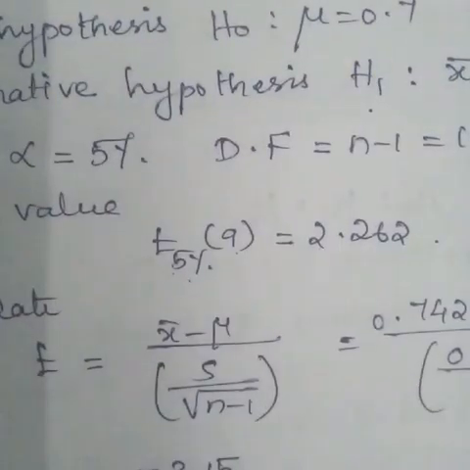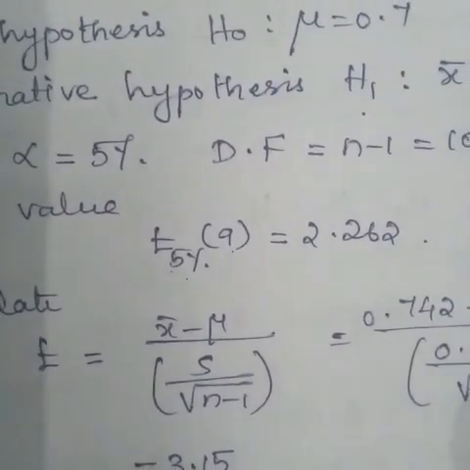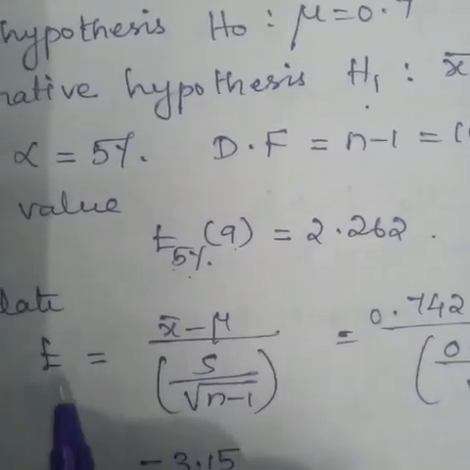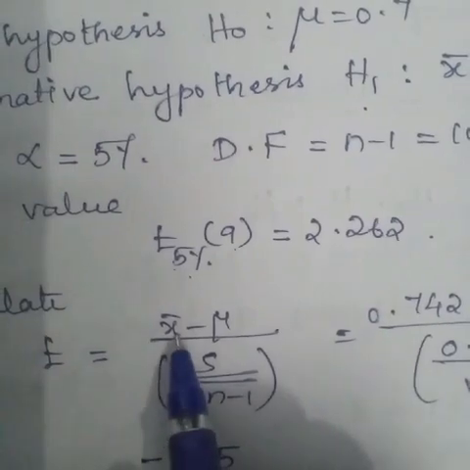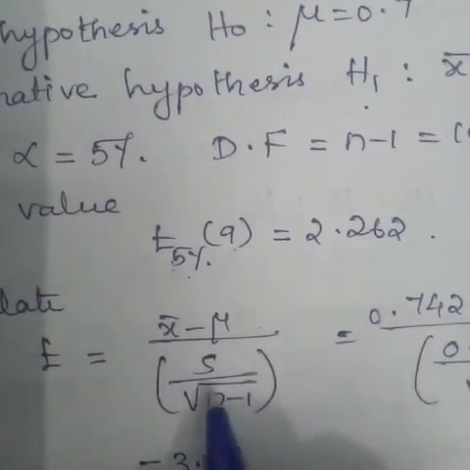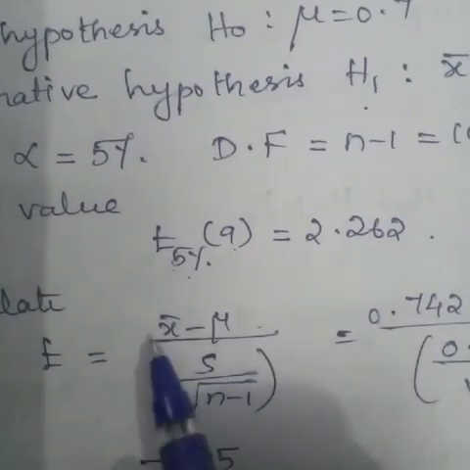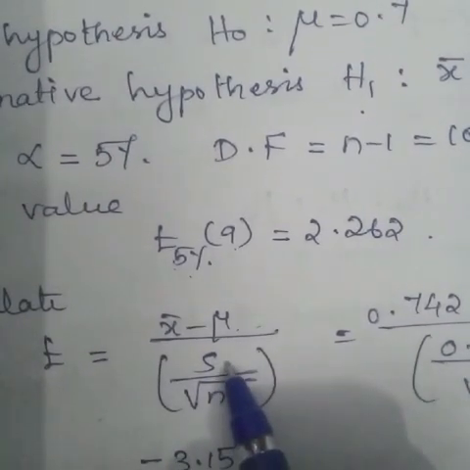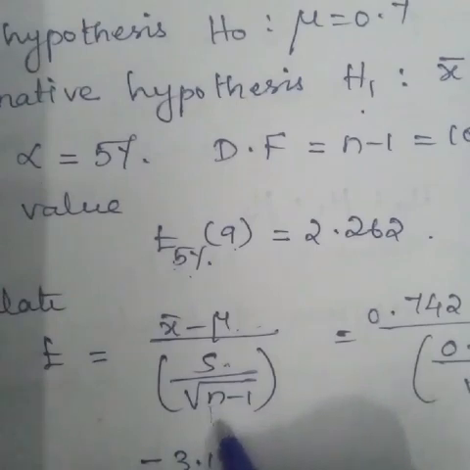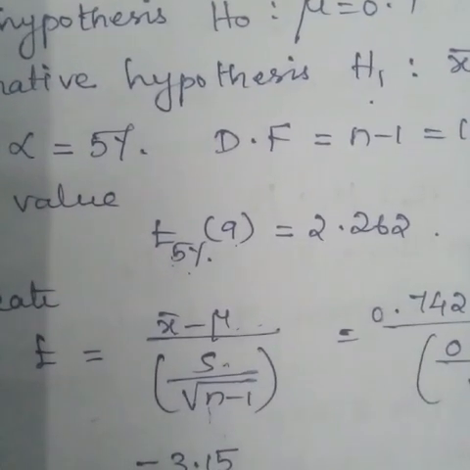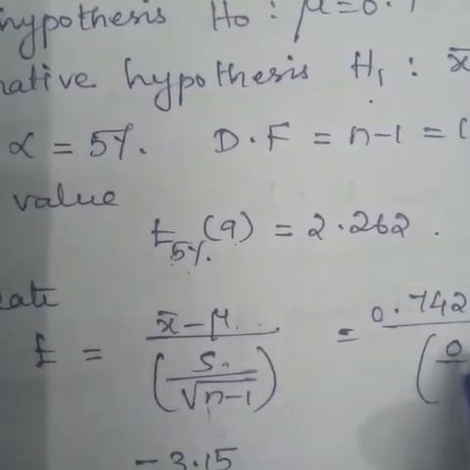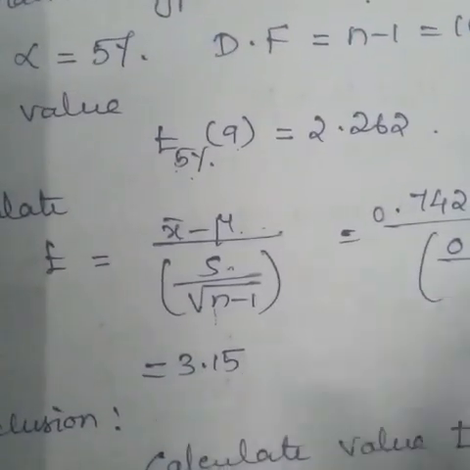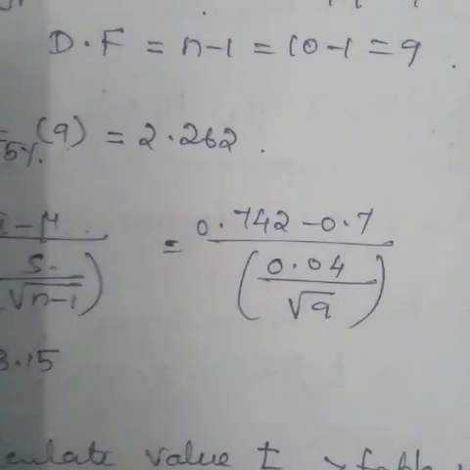The next part is the calculation, that means the test statistic t. The formula is t equals x bar minus mu, the whole divided by s by root n minus 1. The x bar value is given, the mu value we know, and s means standard deviation. All the values are known. Now substitute all the values and simplify. We get t value as 3.15.